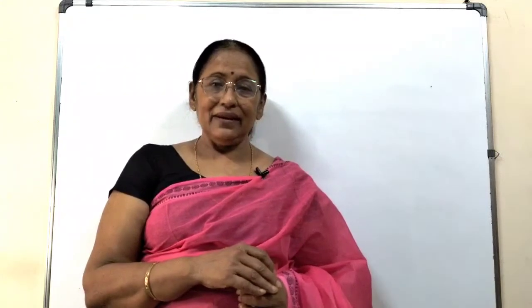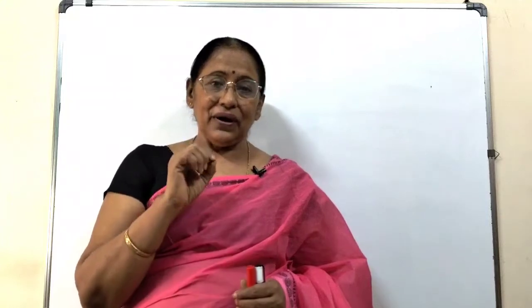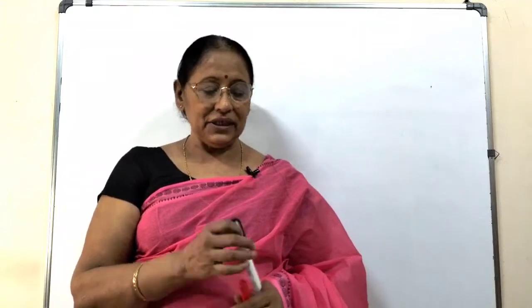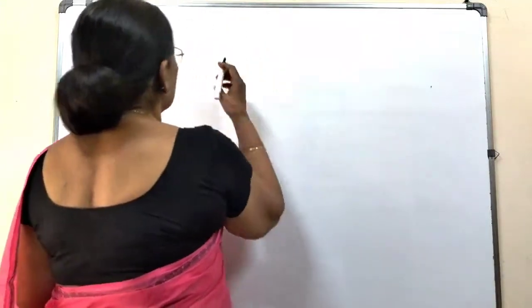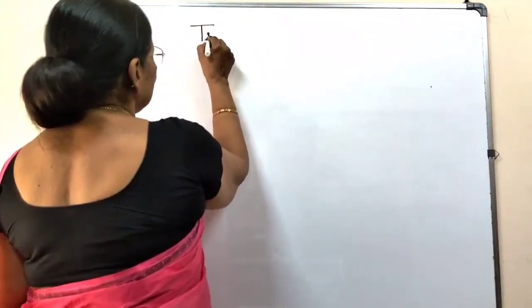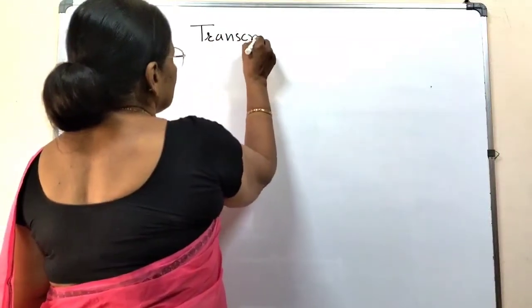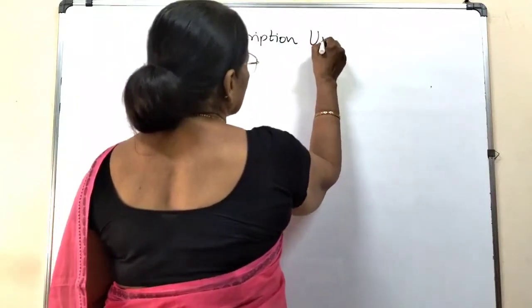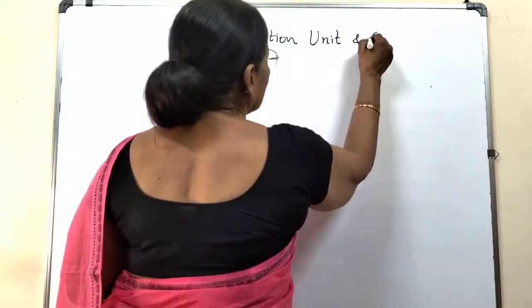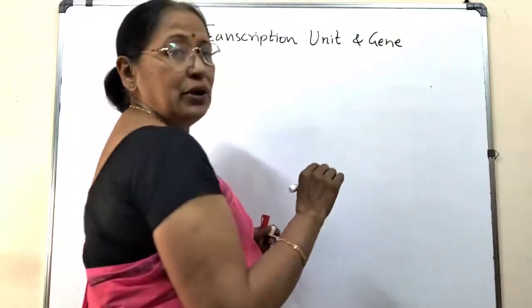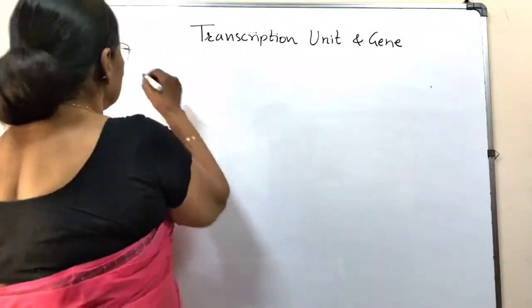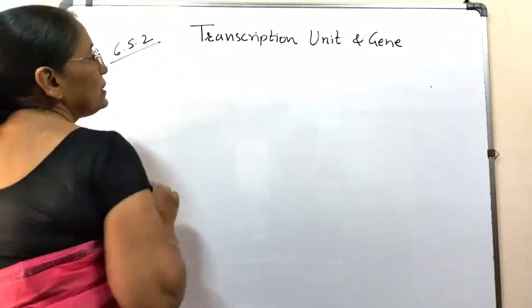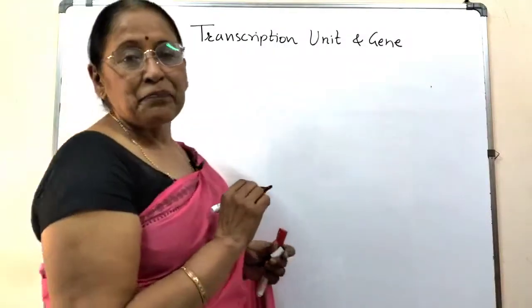So in today's session, it is for one genetics topic, that is transcription unit and gene. This is from the chapter molecular basis of inheritance. This is your 6.5.2 in NCERT, transcription unit and gene.